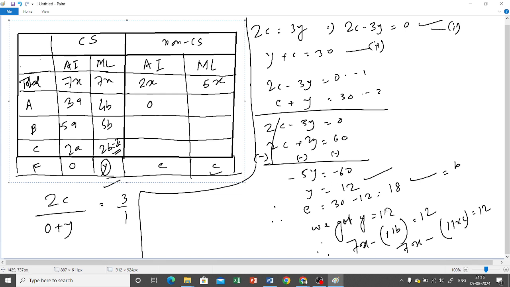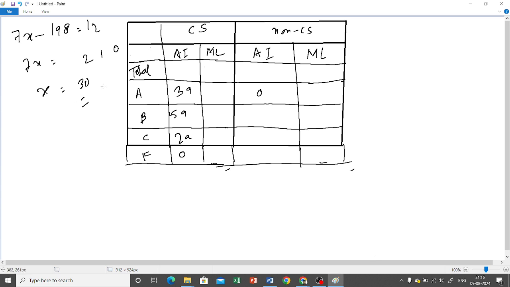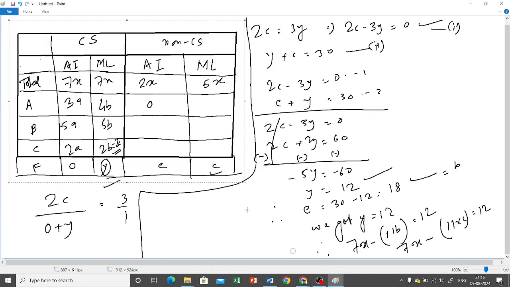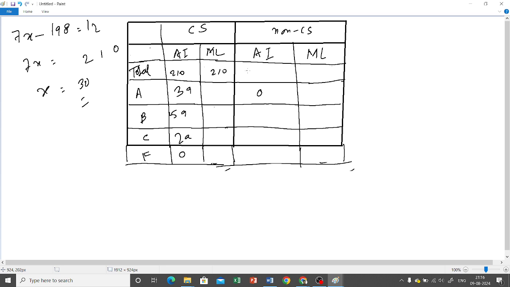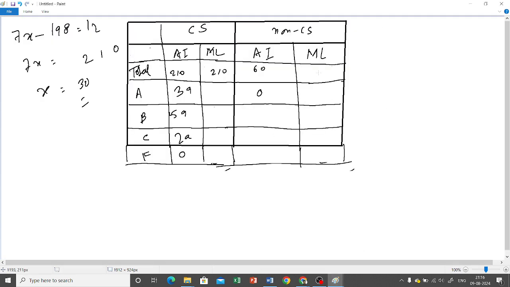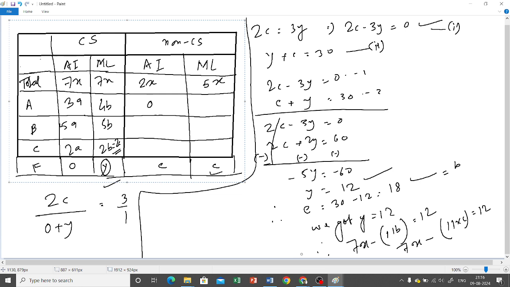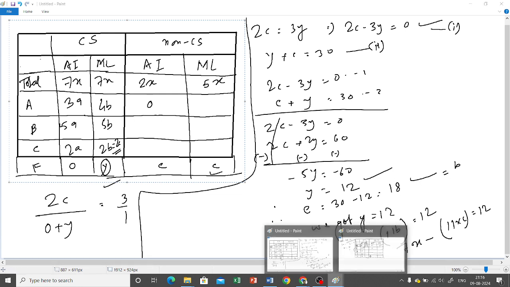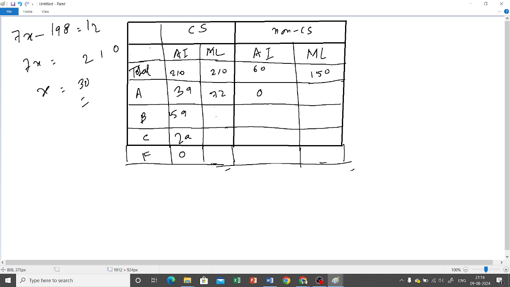Okay, so what is my x? My x was 30. So this was 7x, that means 210, and this was 2x, that means 60. This was 5x, that means 150, right? Now 4b, 5b, 2b. So what is b? B is 18, right? So 4b means 72, 5b means 90, 2b means 36, right?